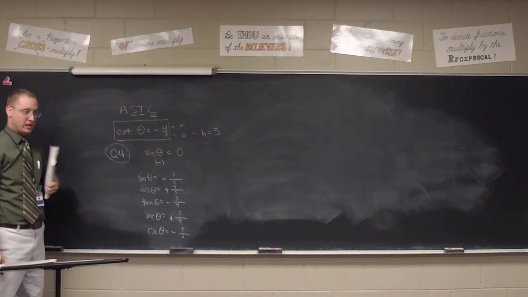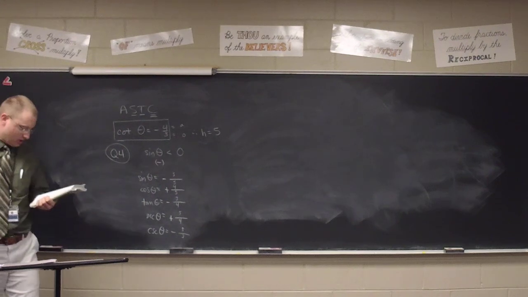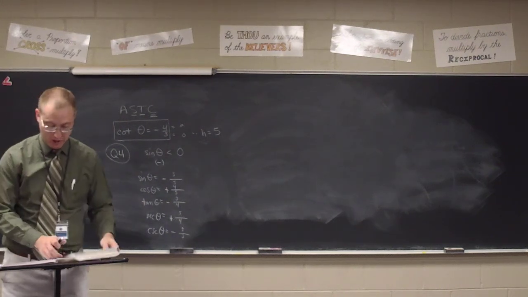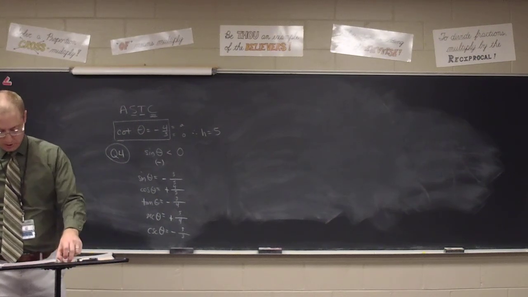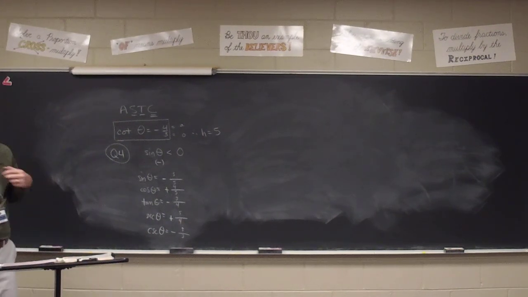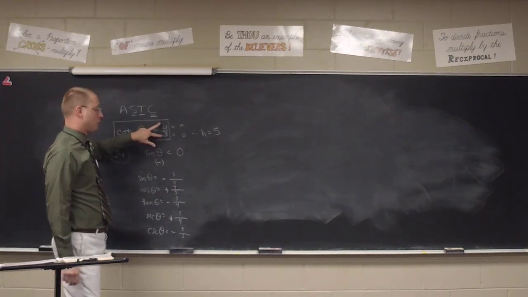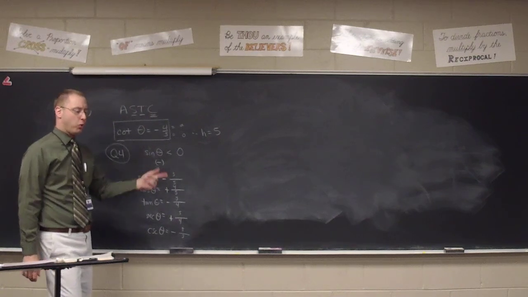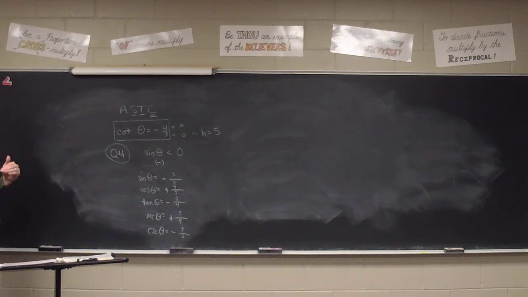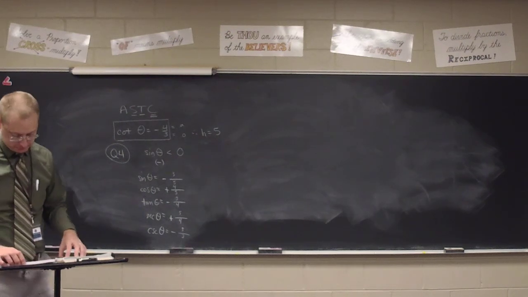Questions on what you're going to do on the next two problems? All right, at your seats, I want you to do numbers 51 and 53. Just as before, you're given two values, find the third, but now you also have to deduce the quadrant so you can get the correct sign on every one of your ratios.